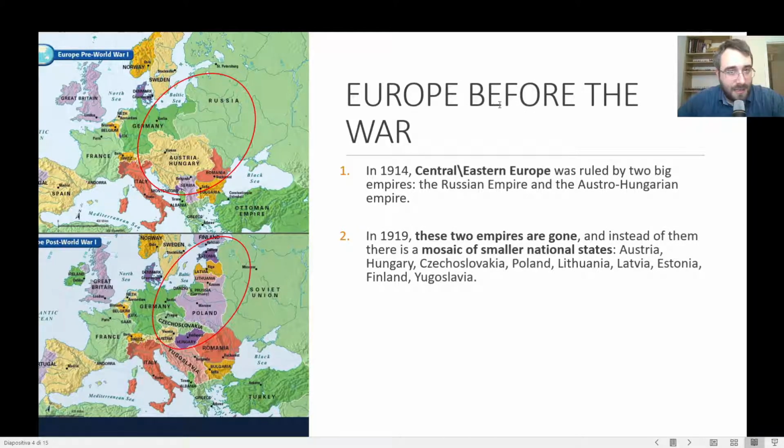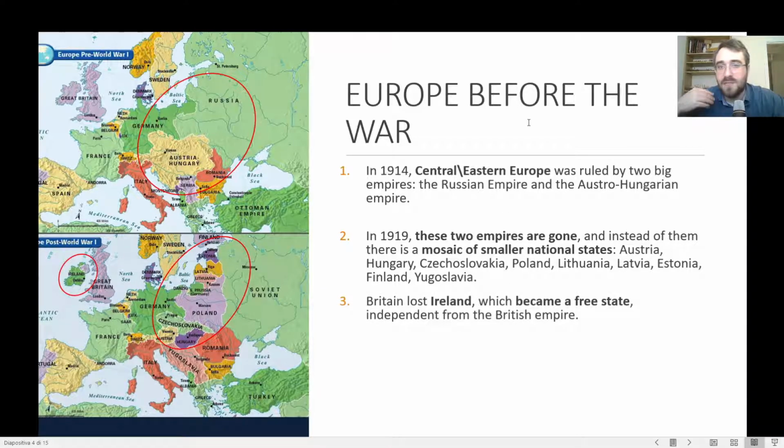Second point, in 1919, as you can see, these two empires are gone, and instead of them there is a mosaic of smaller national states, like Austria, Hungary, Czechoslovakia, Poland, Lithuania, Latvia, Estonia, Finland and Yugoslavia. As you can see, Yugoslavia technically was the kingdom of the Serbians, the Bosnians and the Croats, but we all call it Yugoslavia anyway. Another important change, which we will not tackle in this lesson, since we'll look at what happened to the defeated countries, was that Britain lost Ireland, which became a free state, independent from the British Empire.